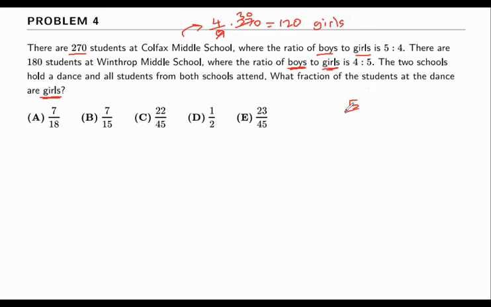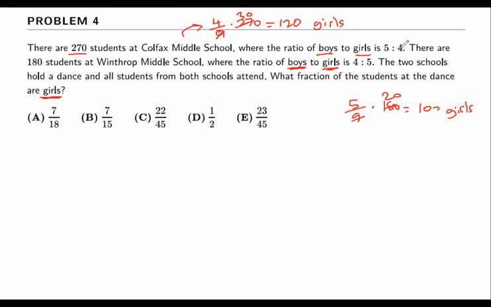So that is 5/9 of the total number of students in the second school who are girls, which is 180. If you multiply, these will cancel. You get 20 times 5, which is 100. So 100 girls in the second school. Again, if that doesn't make sense, you can take it a bit longer.